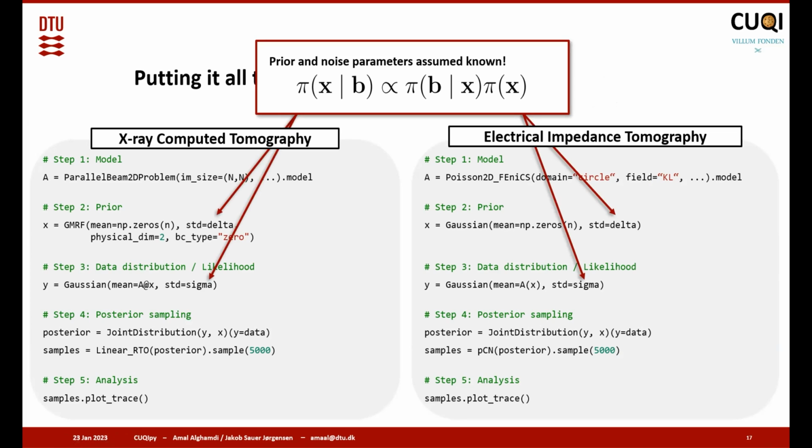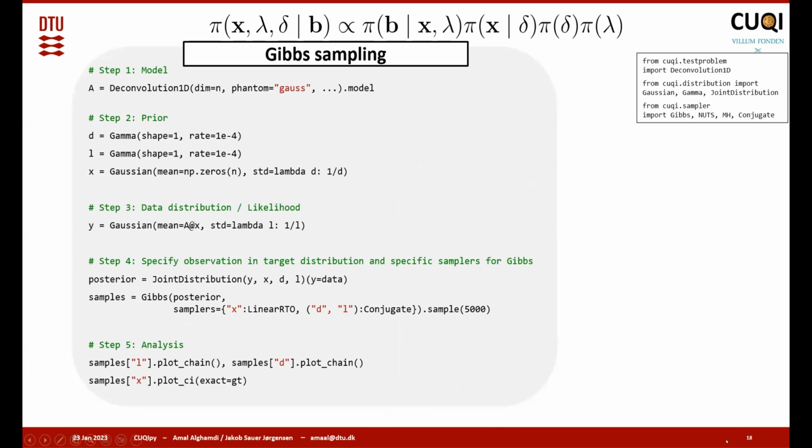We don't have hyperparameters, but I just want to say that it is possible to include hyperparameters in modeling with CUQIpy. So for example, let's say our precisions of the prior and the data distribution are hyperparameters, defined for example as this function 1 over lambda here and 1 over delta. Then we can create this type of posterior that includes the parameters and the hyperparameters in the Bayesian formulation.